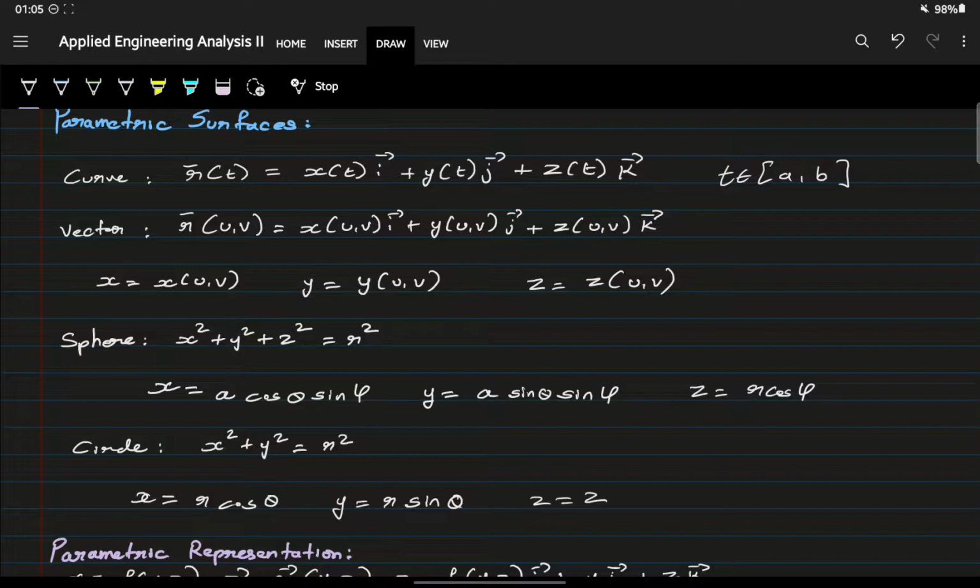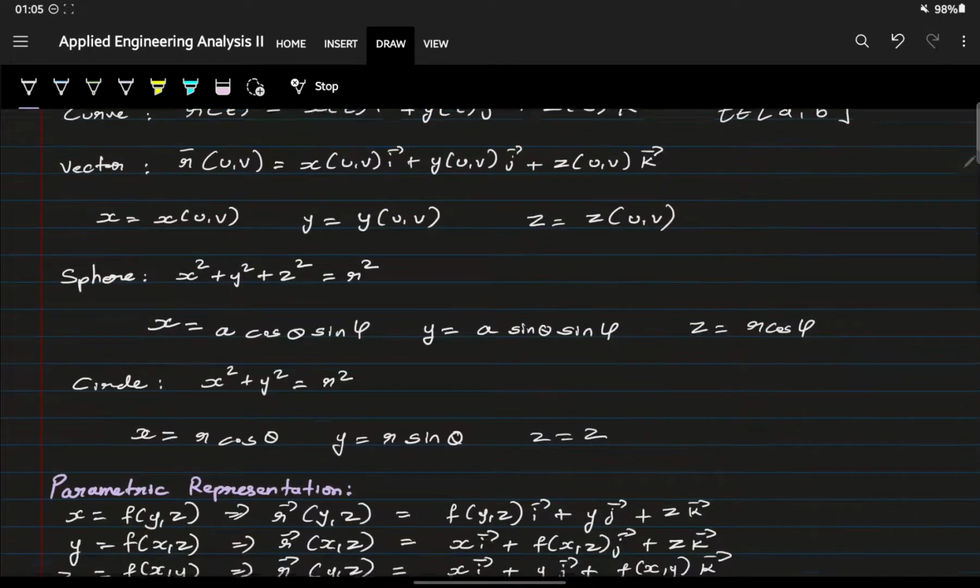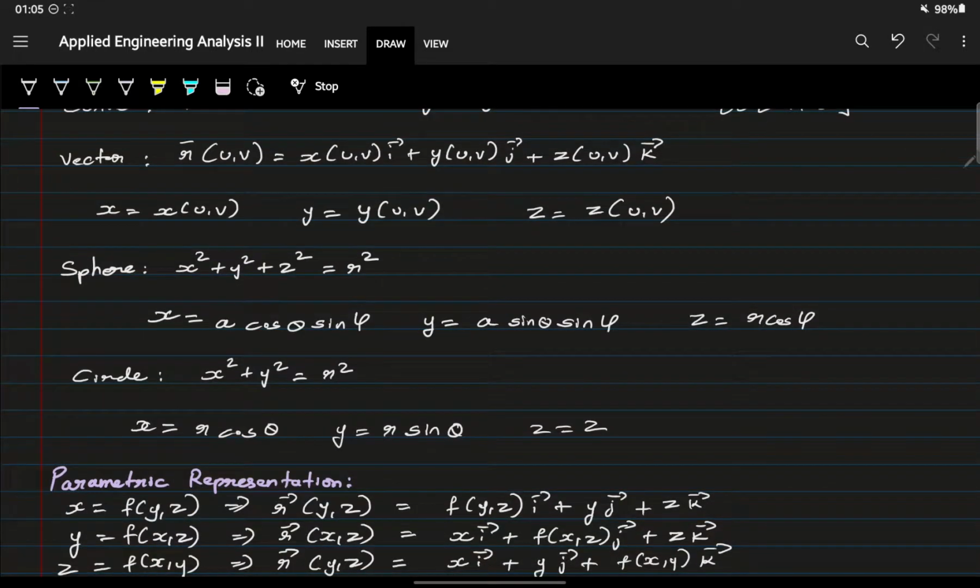When we convert it to parametric form, we get x is r cos theta sin phi, y is r sin theta sin phi, and z is r cos phi. Similarly, for a two-dimensional space, that is a circle, x squared plus y squared is equal to r squared, where r is the radius, then x is r cos theta and y is r sin theta.